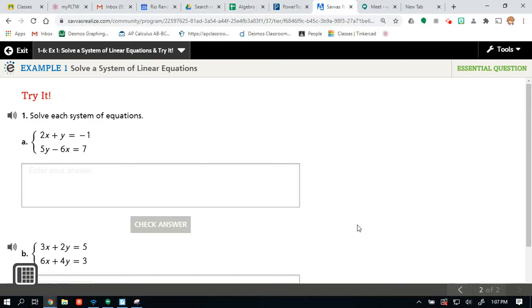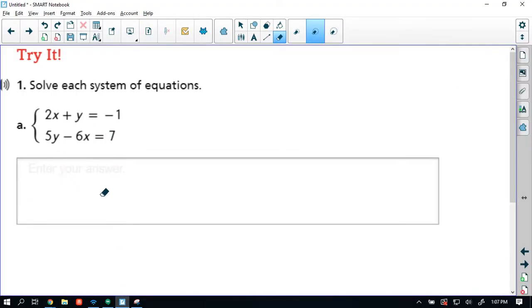This is Miss Abney. I'm here to go over example one, try it from topic one, lesson 6. So here we have two different questions and we are solving a system of equations. I have this first one here, and I'm going to first follow the way the example did it, and then I'm going to show you a second method on how to solve these.